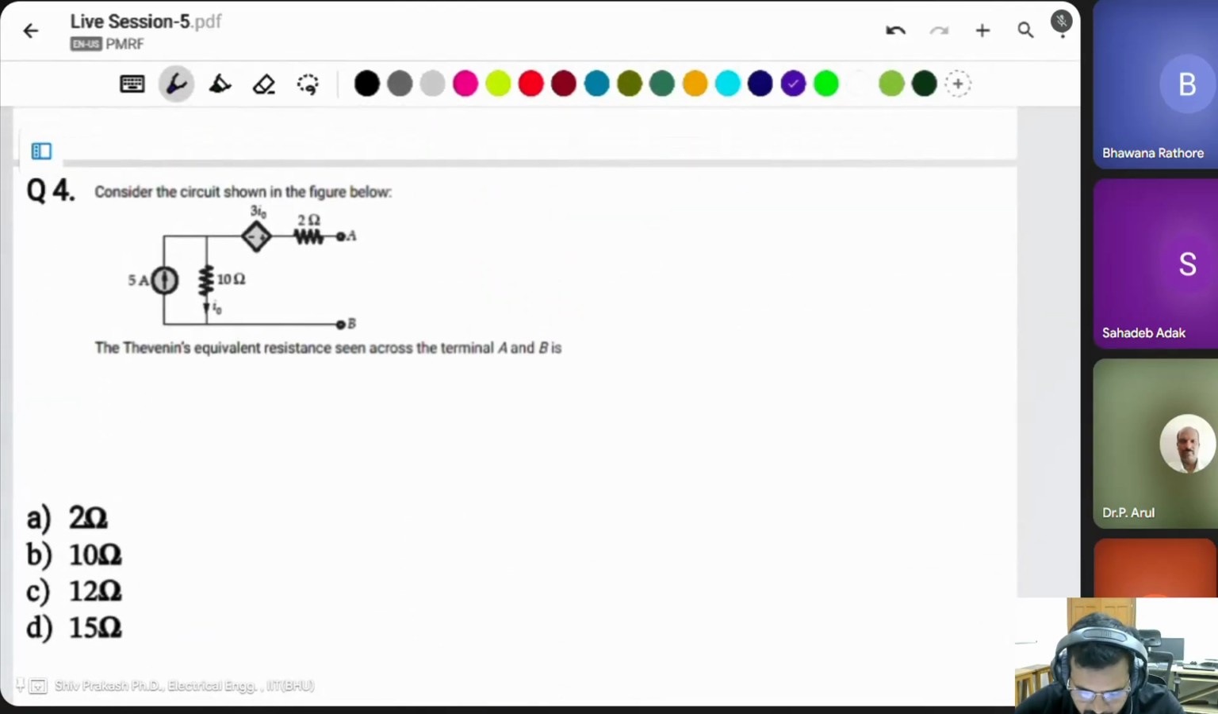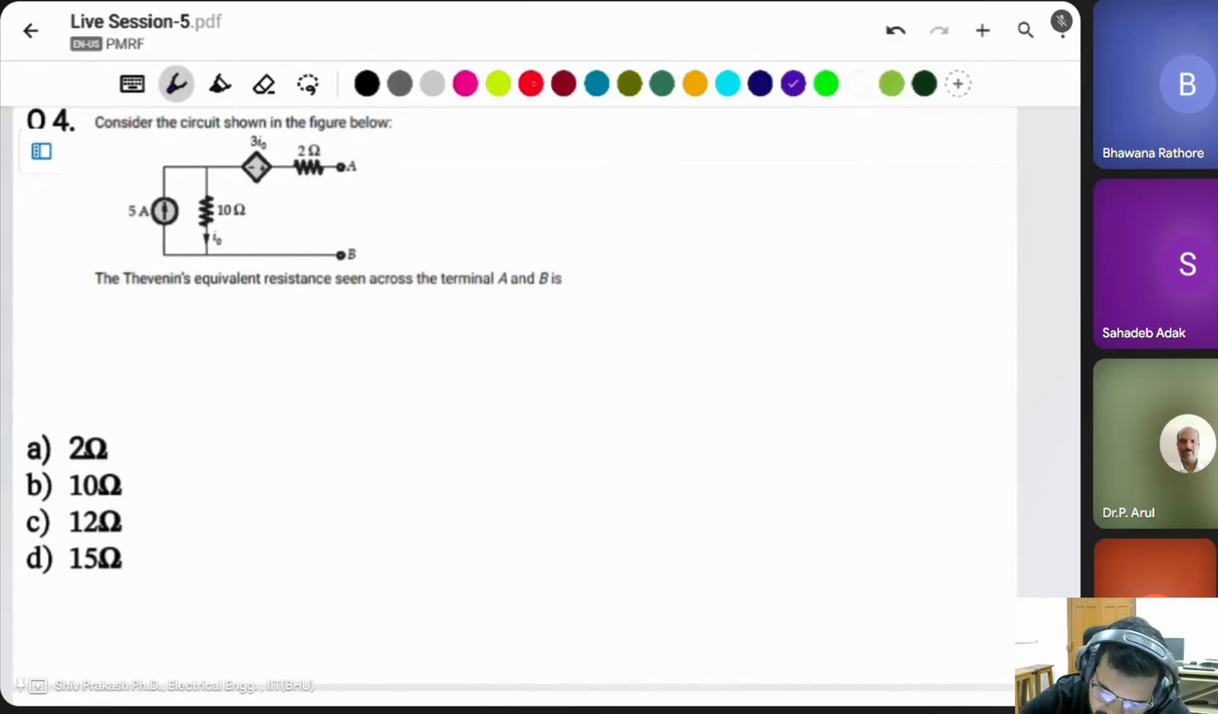This is a question about the Thevenin equivalent resistor. Consider the circuit shown in the figure below. Find the Thevenin equivalent resistance seen across terminals A and B. Okay, I'll draw the circuit again.